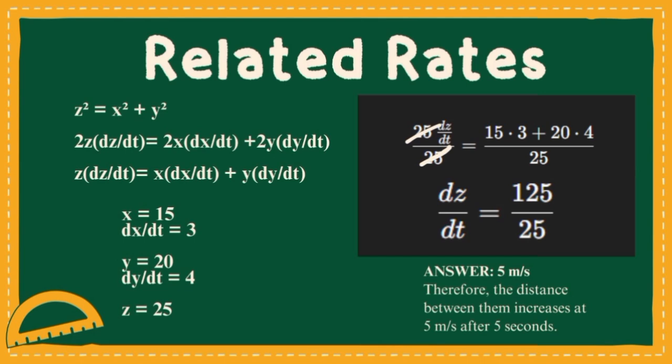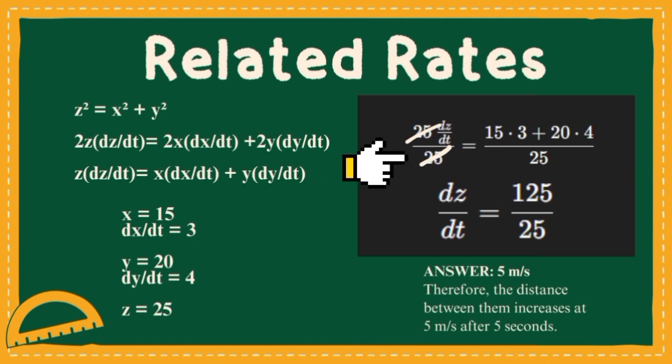We're going to use related rates, and we'll start by differentiating the Pythagorean theorem with respect to time. So z² = x² + y². We differentiate both sides with respect to time. So we have 25 dz/dt = 15 × 3 + 20 × 4. We have 25 dz/dt = 45 + 80 = 125.